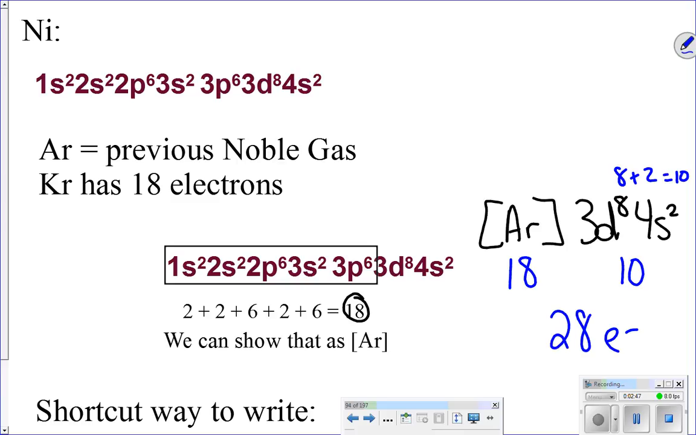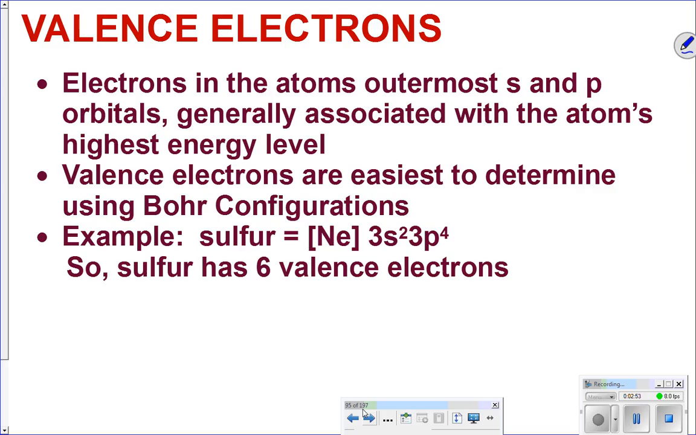So you should be able to decipher them in that way. If you go on to college chemistry, you're going to write a lot more of these. You're going to really want to get familiar with this method. As far as valence electrons go, these are a little bit easier to determine using Bohr configurations. However, once you've written things in the noble gas core method, they're usually pretty easy to determine as well.